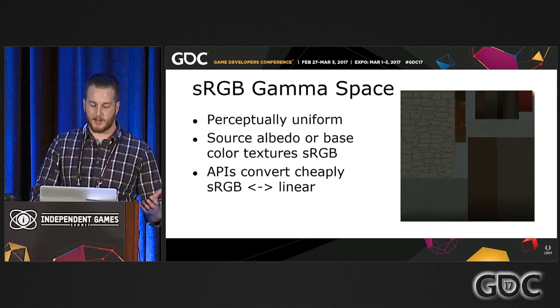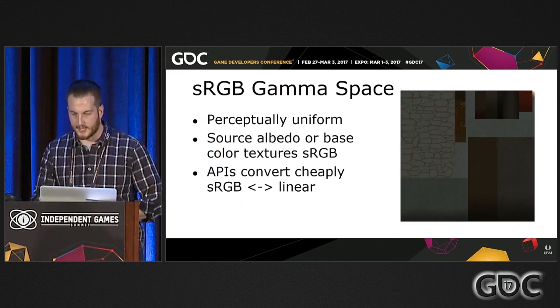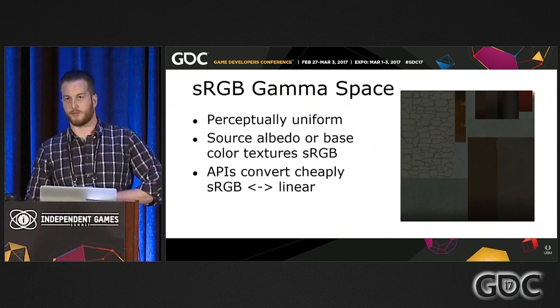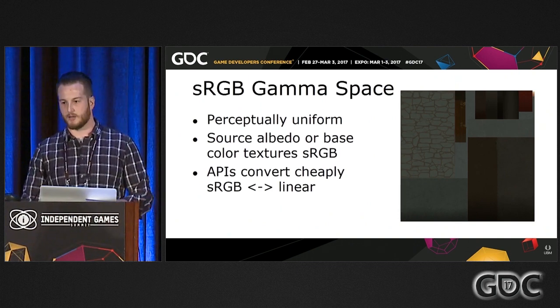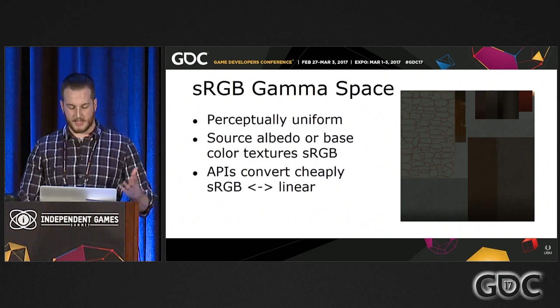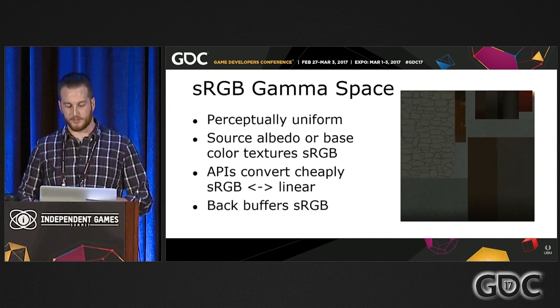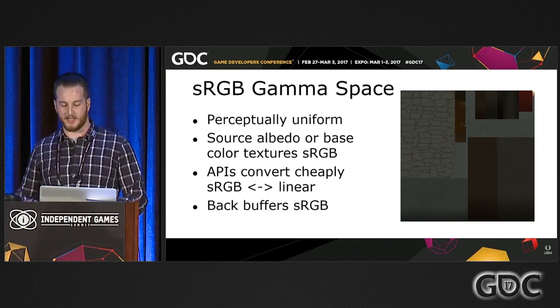Also of note, the graphics APIs like DirectX and OpenGL cheaply convert between sRGB and linear, and that's something that you're going to want to use. And then finally, the back buffers will also be in this sRGB gamma space.